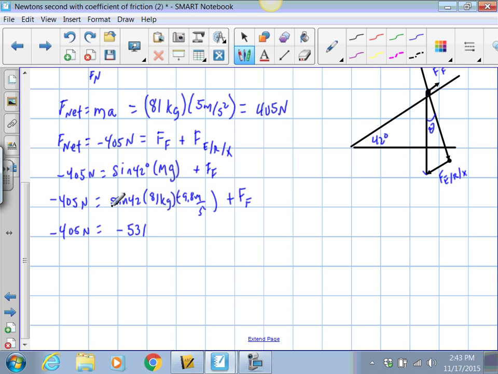Okay, don't forget to take this. The sine of 42 is 0.67 times 81 times negative 9.8. So that would be newtons. That's just this side. That's not the weight. Plus force of friction. So force of friction becomes 405, and that is going to be a negative 126.